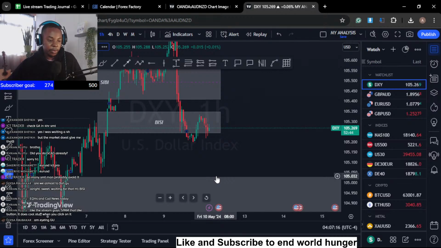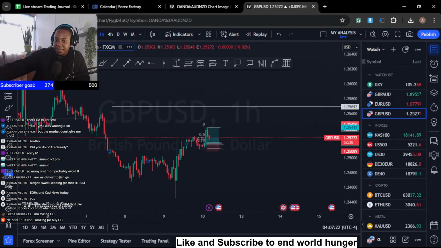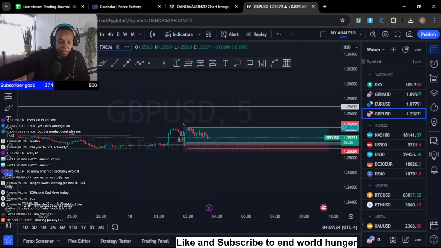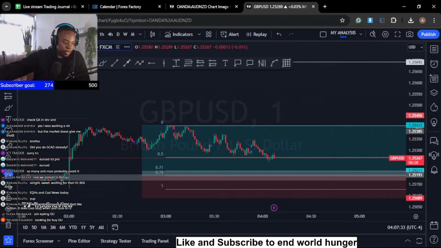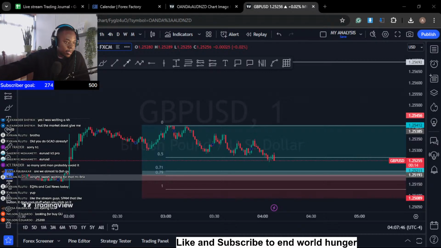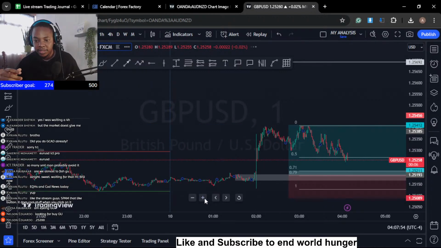You're eyeing GBP. Oh yeah, you actually wanted to take that buy, innit? You're looking for a buy on GBP. Okay, I see most of y'all are actually eyeing this trade here, which is good. So that's the trade that we should look at. We're just gonna keep an eye on this.